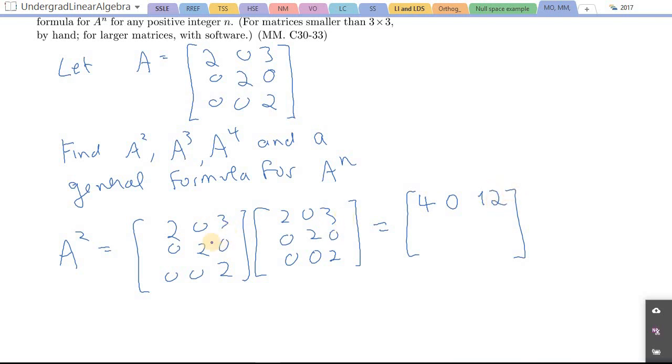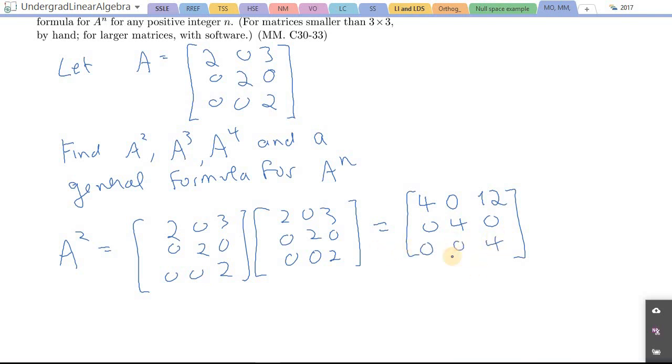All right. And going down to the second row times the first column gives me 0 times 2, 2 times 0, 0 times 0, which gives me 0. Then 0 times 0, 2 times 2, 0 times 0 gives me 4. 0 times 3, 2 times 0, 0 times 2 gives me 0. And then 0 times 2, 0 times 2, 2 times 2 gives me 4.